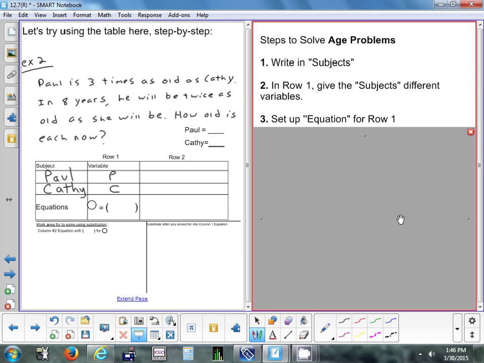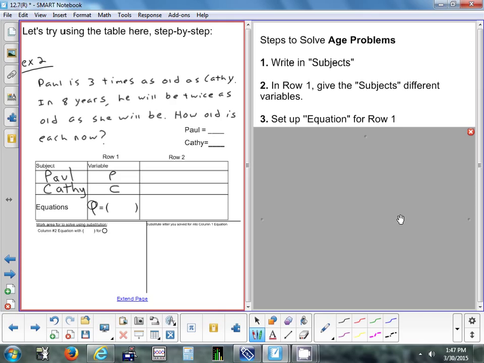So, we go back to this, right? Paul is 3 times as old as Kathy. That first sentence is what I'm going to focus on to set up my equation right here in row 1. So Paul, which we look back at our chart, Paul right now, we're representing him as P. P is 3 times as old as Kathy. All right, so we're going to put our 3 here. And then Kathy's what, guys? C, right? P equals 3C.